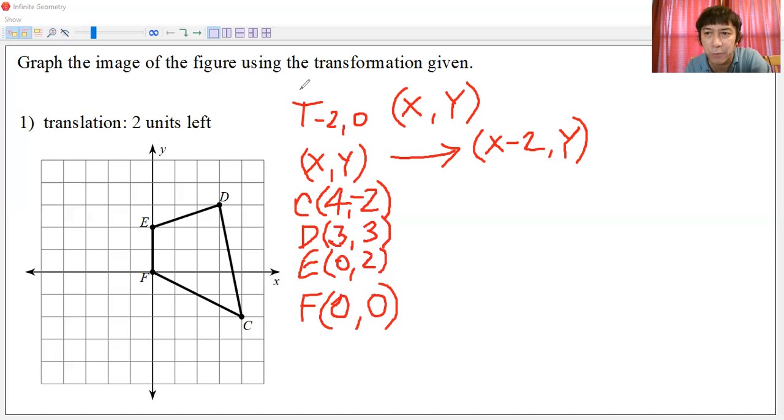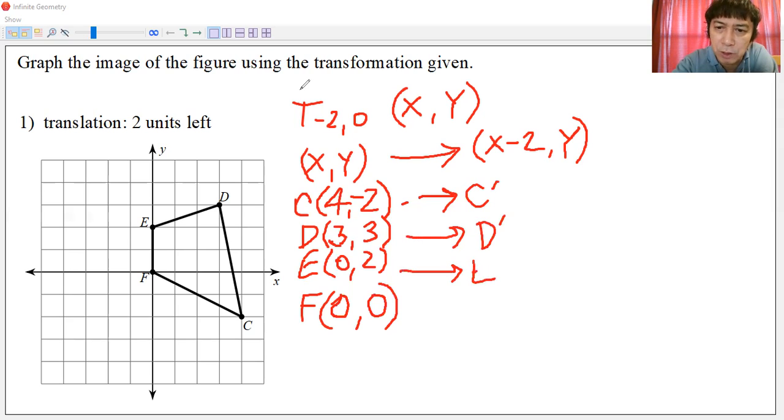Now we're going to map this to the new figure, which is called the image. This is the pre-image coordinates. We will now have the image, and we shall call this C prime. This is now D prime, and this is E prime, and of course F prime. That apostrophe is pronounced prime. So ordinarily the original will be in capital letters, and then the coordinates of the image will be involving the primes.